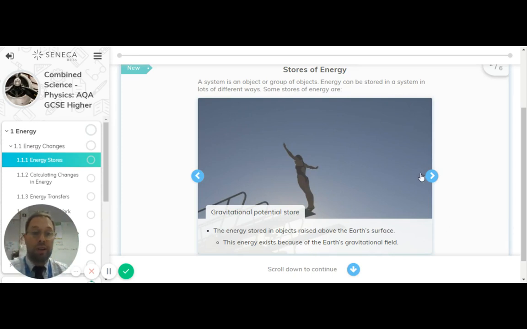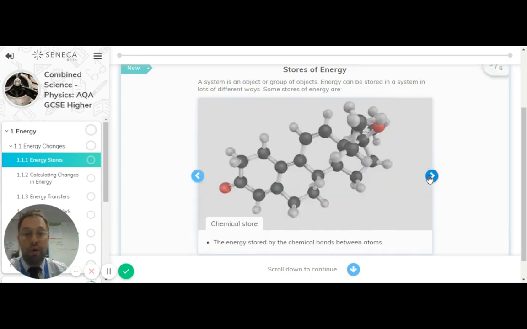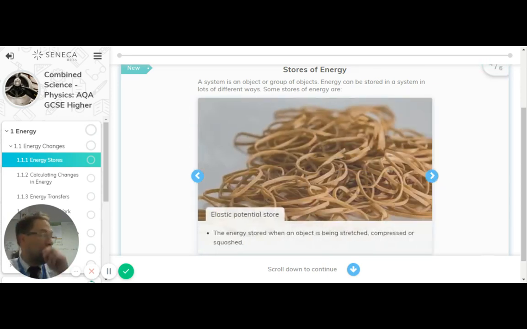Okay, so we've got kinetic, we've got gravitational potential, we've got chemical energy. This is energy which is stored up in materials due to the chemical bonds between the atoms in there. So that's where you get the energy from your food, basically. You metabolize your food and you break down the chemicals in your food, you release the energy in there, and you are getting chemical energy from your food. Another one is elastic potential energy.